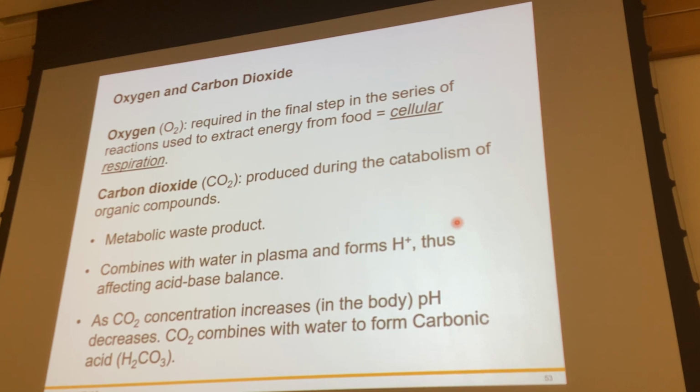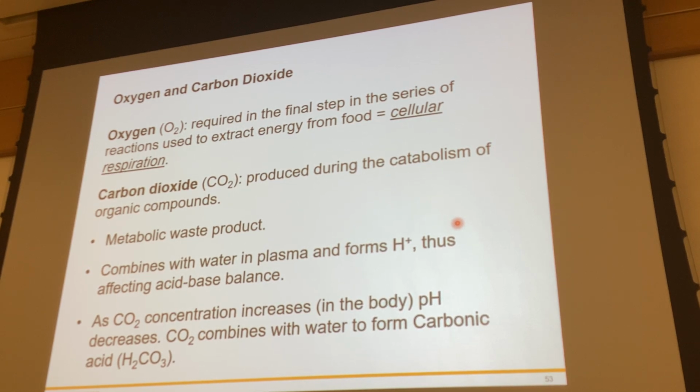One example of a combination of two things: oxygen and carbon dioxide. When we talk about gases in our body, the two gases that are very, very important are oxygen and carbon dioxide. Sometimes people get confused. Where does oxygen come from? Well, let me ask you this: where does oxygen come from in your body? And when I say oxygen, I mean O2, diatomic oxygen. Where does it come from? From the atmosphere.